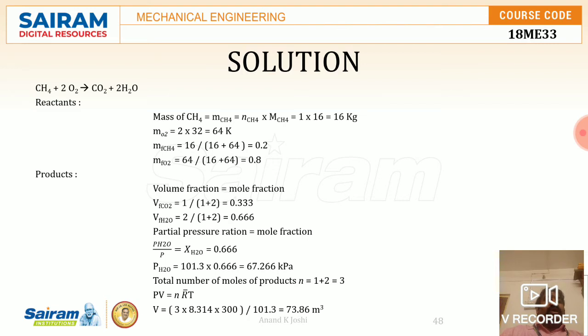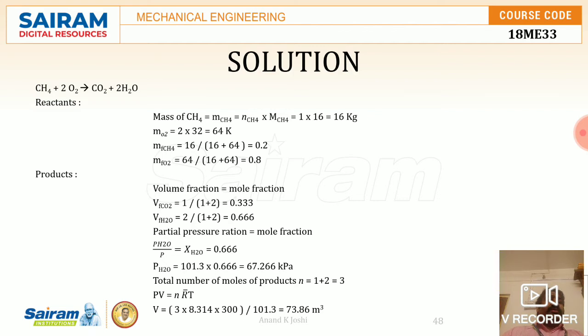Once we have this value, we use the partial pressure equation, P_H2O is equal to 101.3 into 0.666. How much do we get? Around 67.266 kilopascal. The total number of moles of the products is N equal to 1 plus 2, which is 3. Then apply the general gas equation, PV is equal to N R-bar T. We know the pressure, the number of moles, R-bar, and T. Converting this equation, V is equal to N R-bar T divided by P.